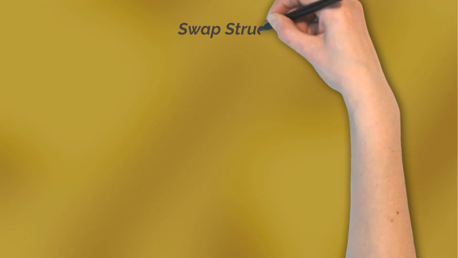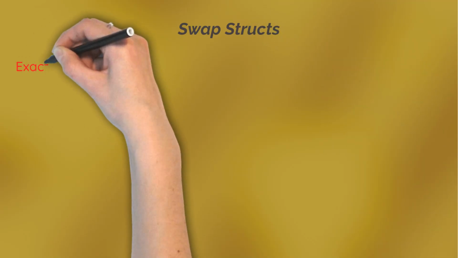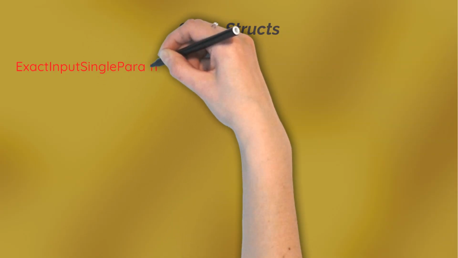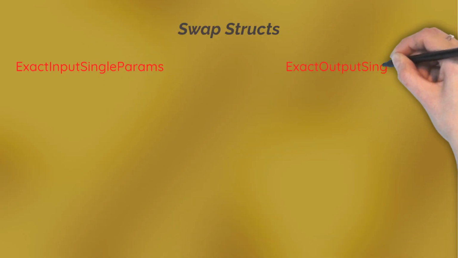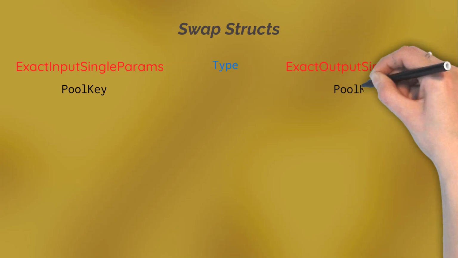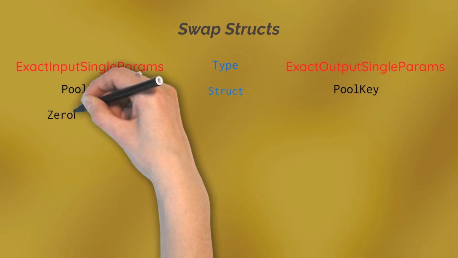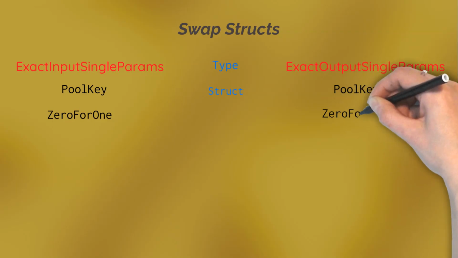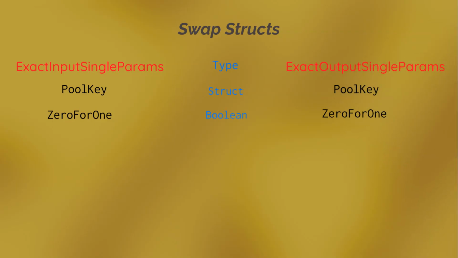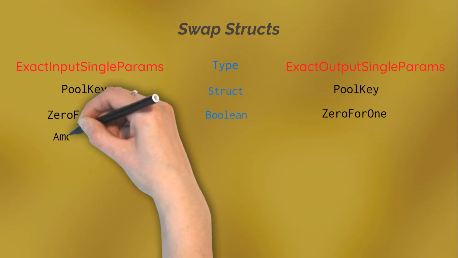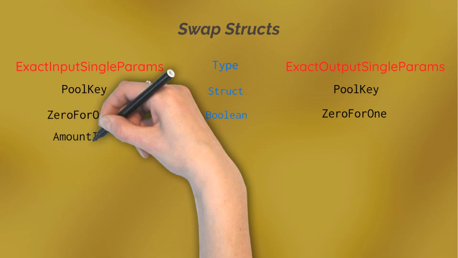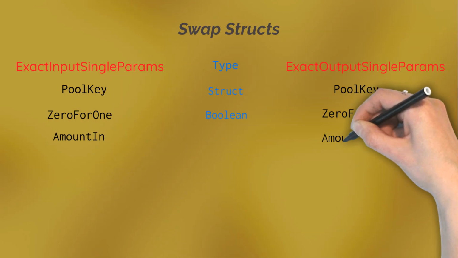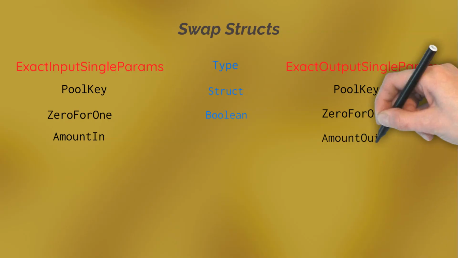Just vital structs to demonstrate are swap structs. Swap from a single pool has two structs: the exact input single parameter struct and the exact output single parameter struct. First common member is the pool key struct. Second common member is zeroForOne, with value defaulting to false, and it should be true if you're swapping token 0 for token 1. Third common member is amount. The only key difference is the amountIn in the exact input struct and the amountOut in the exact output struct.